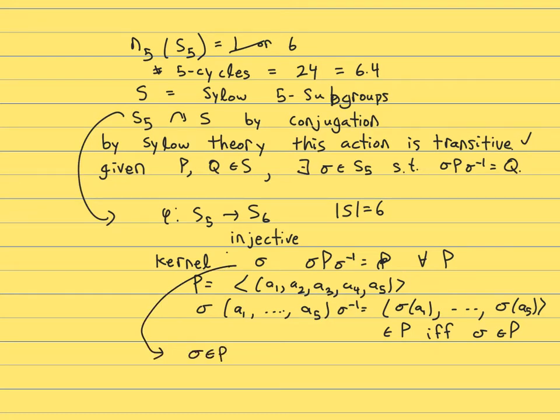So if we want that to be true for all P, we're going to need a sigma that's in the intersection of all these Sylow 5-subgroups, which means we need something that's a power of all these 5-cycles. The only one that's going to work is the identity permutation. So you're injective. And you're transitive, which means you now have a transitive permutation group.